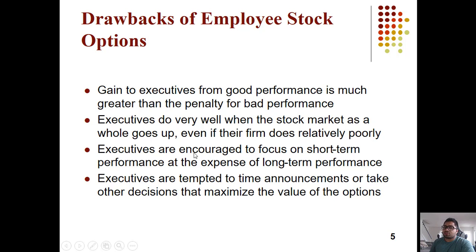Executives are encouraged to focus on short-term performance at the expense of long-term performance, especially if a stock option is coming towards maturity. So let's say the maturity of the stock option is in 6 months. If I am the CEO of the company, I have some options and they're maturing in 6 months. So what I'll try to do is boost up the stock price as much as possible. Whatever good news is there, I'll try to create good news for the company so that the stock price goes up. So it's an incentive for short-term performance, not long-term performance. Executives are tempted to time announcements or take other decisions that maximize the value of options.